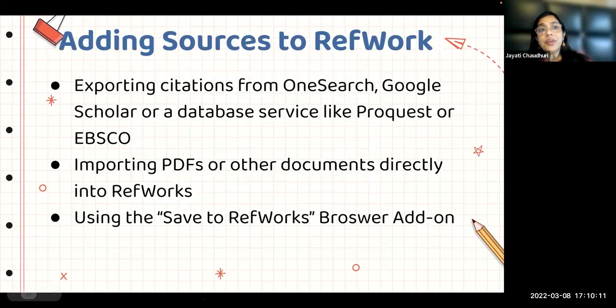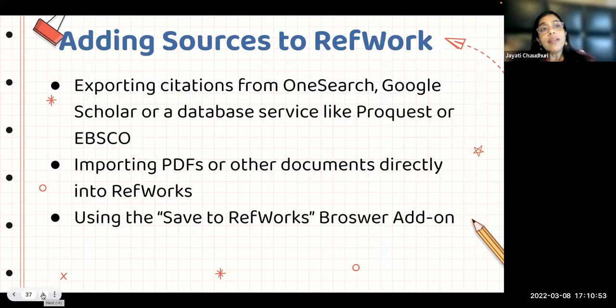Okay, so once you create an account with RefWorks, there are 3 ways you can add sources to your RefWorks account. The most popular one is exporting citation from different databases, and that's a huge advantage of using RefWorks, because just to let you all know that we subscribe to over 350 databases from the library, and you can use any of those databases to export citation to your RefWorks account.